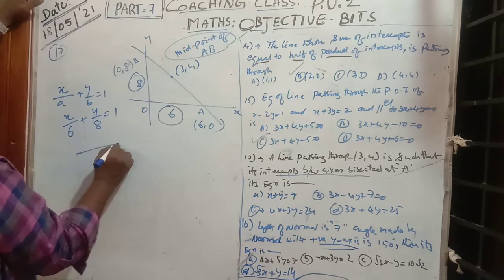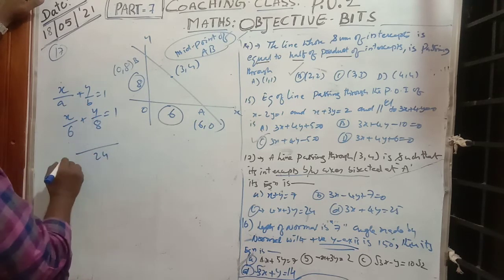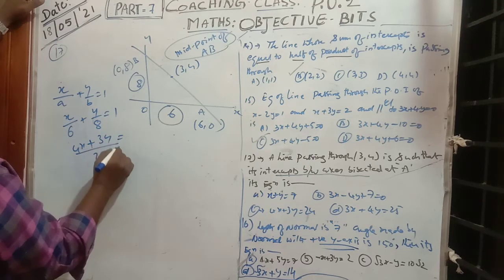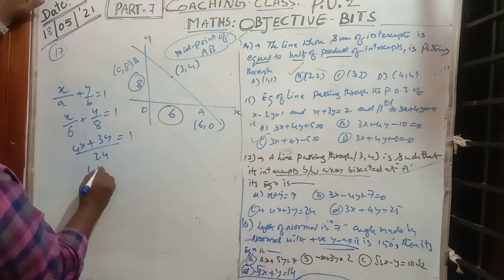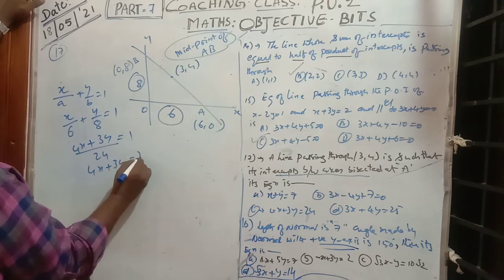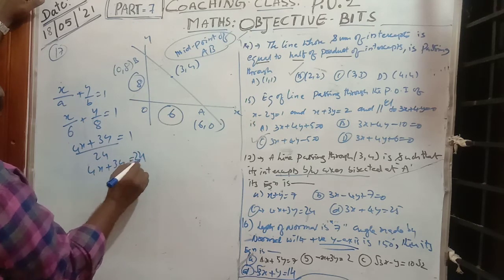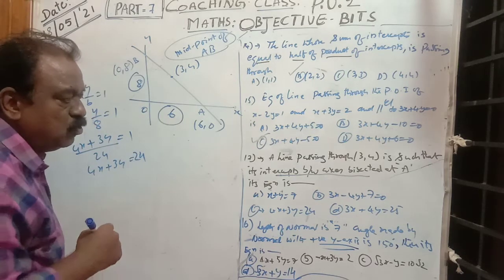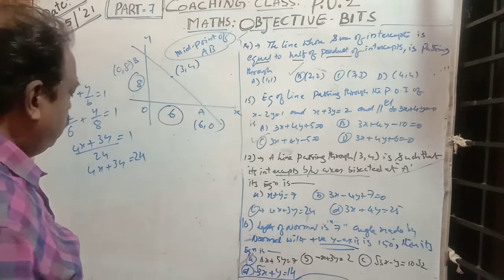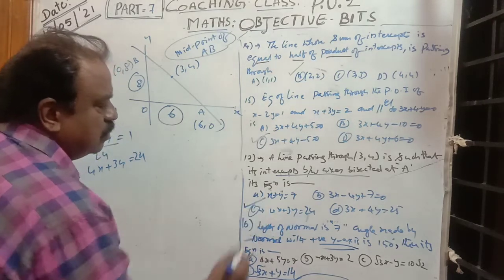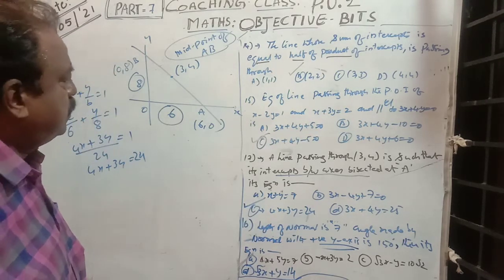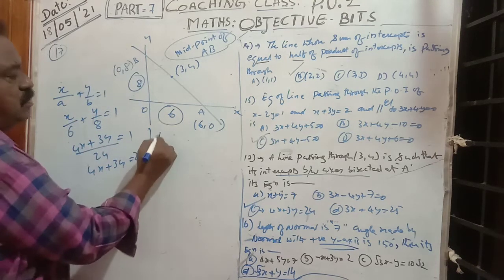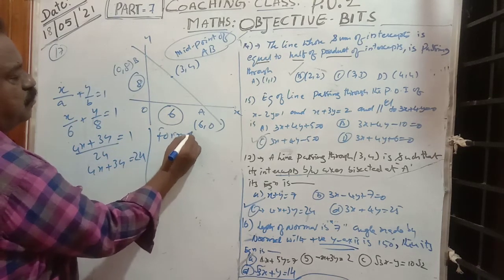Okay? So it is 24, 4x plus 3y is equal to 24. If you see that, 4x plus 3y is equal to 24. It's the C option. Is it okay? Or otherwise, a direct formula is also there. I will tell it also.